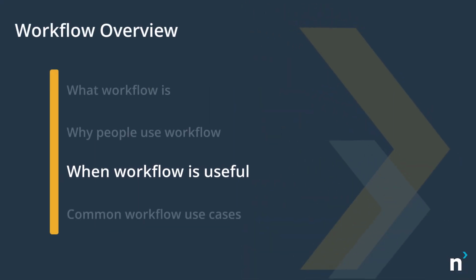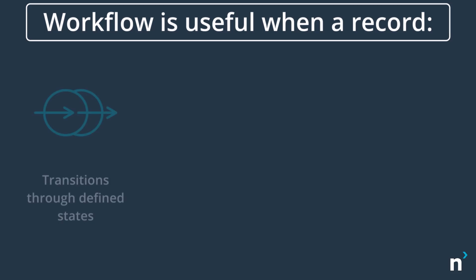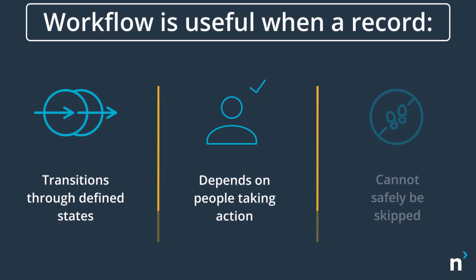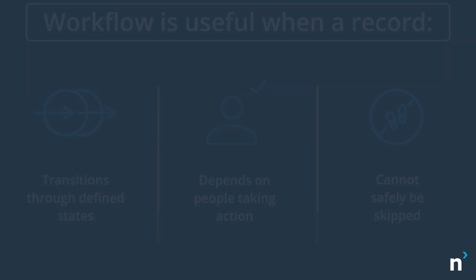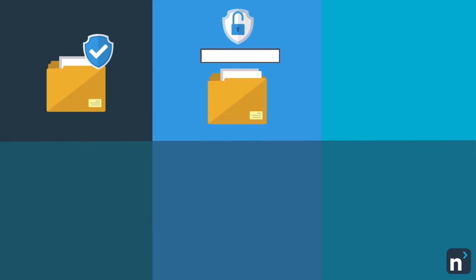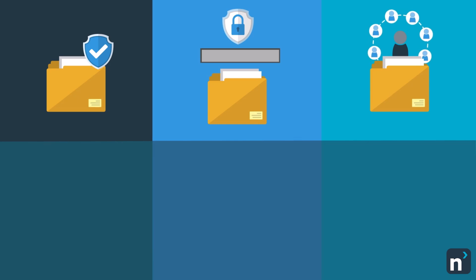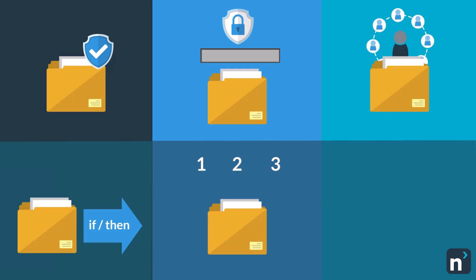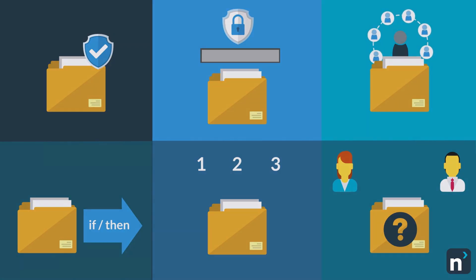When workflow is useful. Workflow is useful whenever a record transitions through defined states, depends on people taking action, or cannot safely be skipped. It's especially effective when approvals are required, fields must be disabled dynamically based on their status, responsibilities are clearly assigned, a record transition depends on certain conditions, a record must proceed through steps in a specific order, or you need to know who approved a record and when.